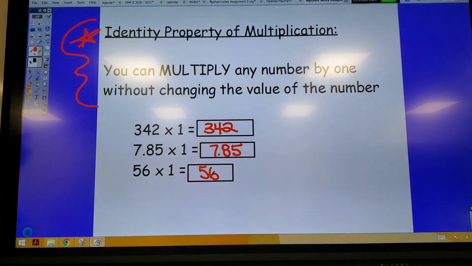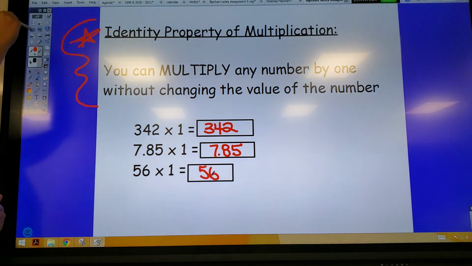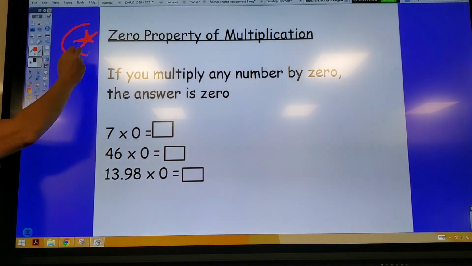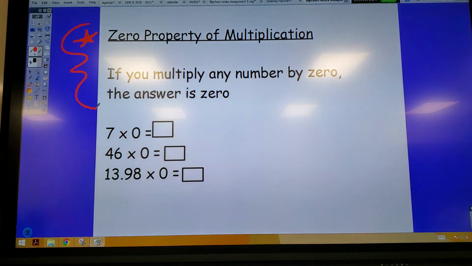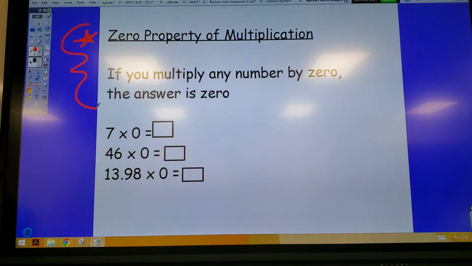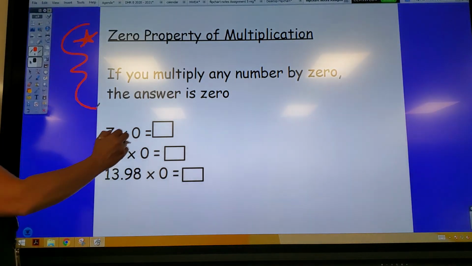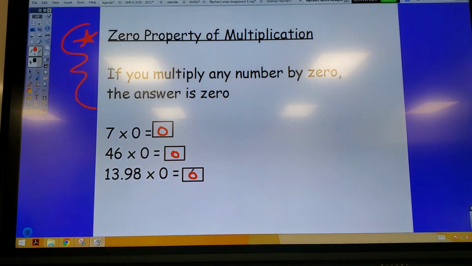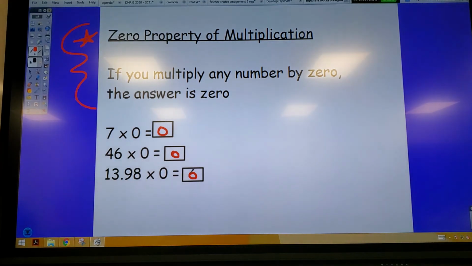Okay, 2 more properties, and then we'll talk about factoring. The next property is pretty easy, and it's only for multiplication. It is called the 0 property. And the 0 property says if you multiply by 0, it's 0. If you multiply any number times 0, the answer is 0. So it doesn't matter if it's a whole number or a decimal or a big number or a small number or a fraction or a negative number. If you multiply by 0, it's gone. Even a variable multiplied by 0 would be 0.